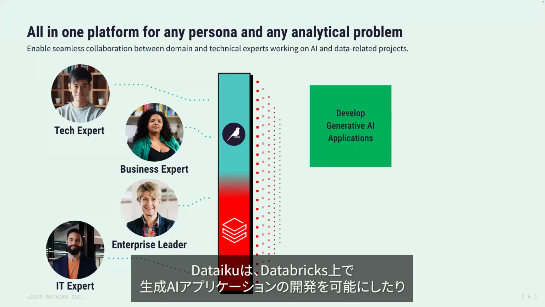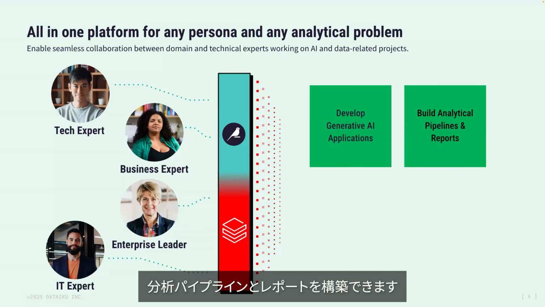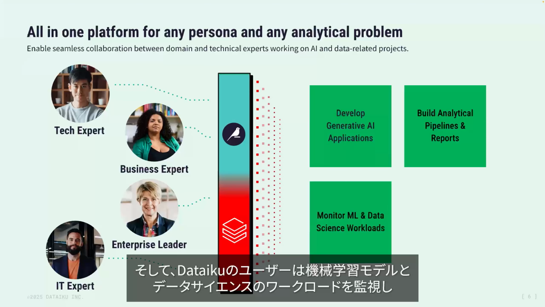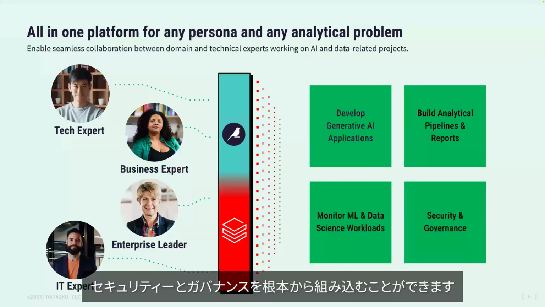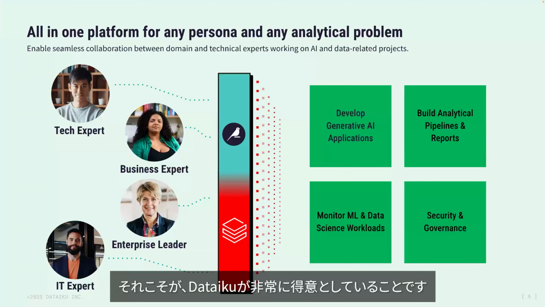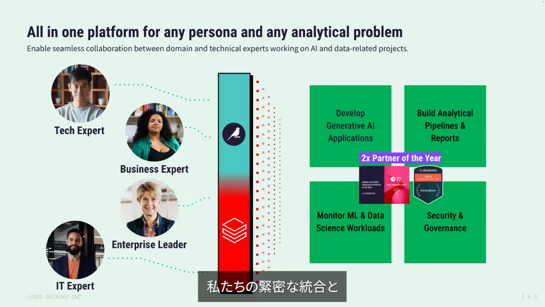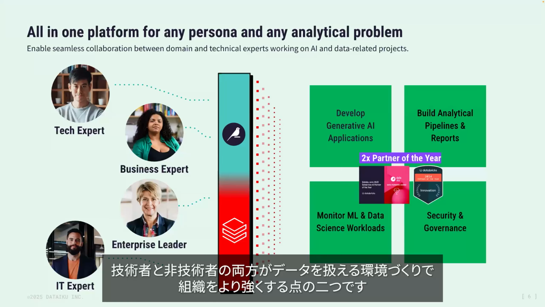So to summarize, Dataiku allows for the development of generative AI applications on top of Databricks. You can build analytic pipelines and reports. Users will be able to monitor their machine learning models and data science workloads and have security and governance built in from the ground up. And that's what Dataiku does incredibly well. And that's why Dataiku has been named Databricks' two-time AI Partner of the Year, because of our very tight integrations and the fact that we make organizations better by allowing both the technical and the non-technical teams to work with their data.